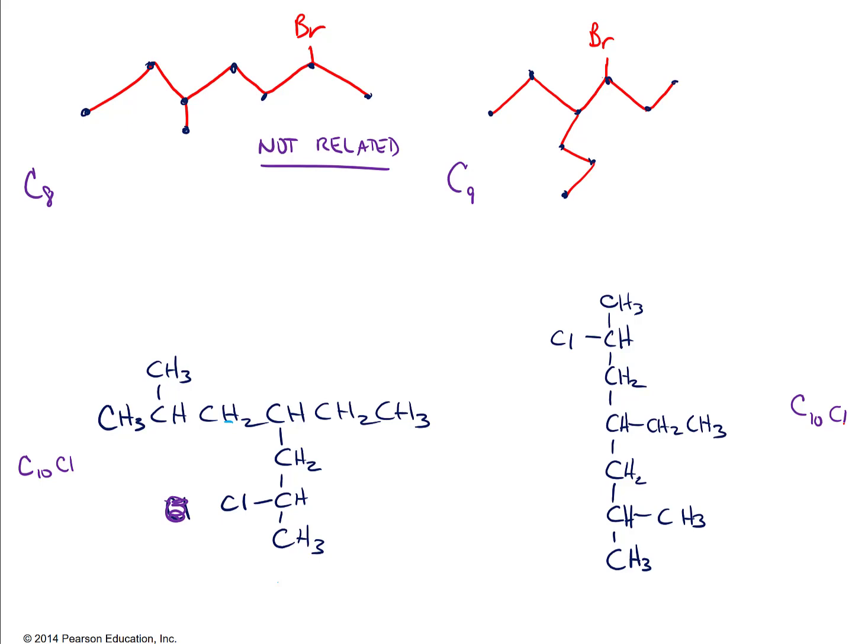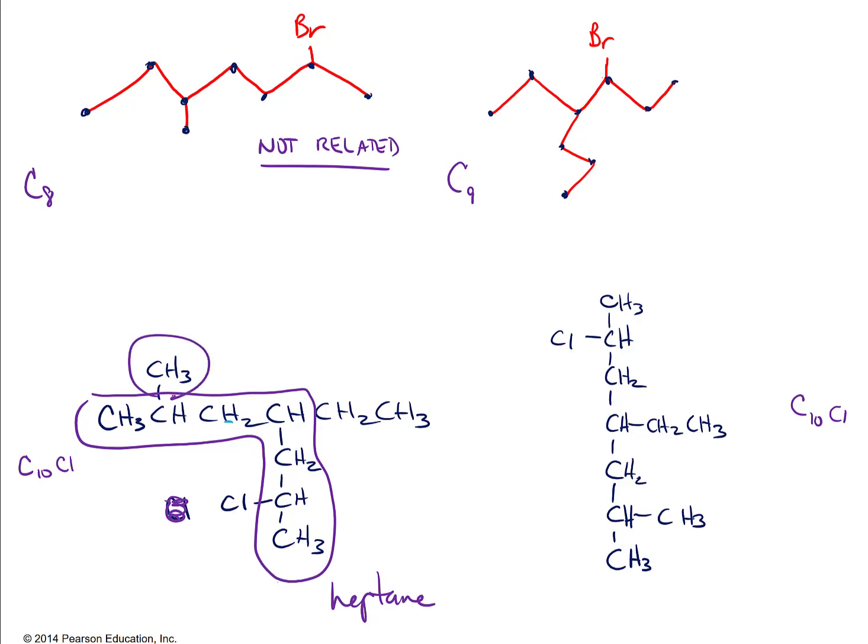So name that first one. Looks kind of complicated. What's the longest? 7. Where did you start from? The left, and then go down. Do you see 7? So that makes it a heptane. Where's your chart? It's right there. Now this is a methyl, this is an ethyl, and this is a chloro.